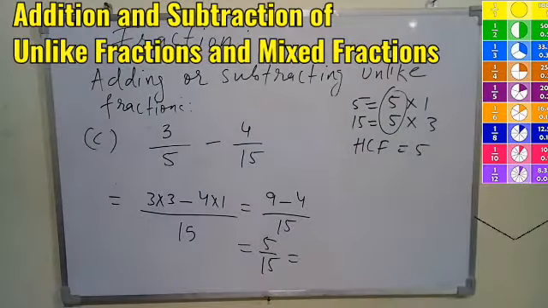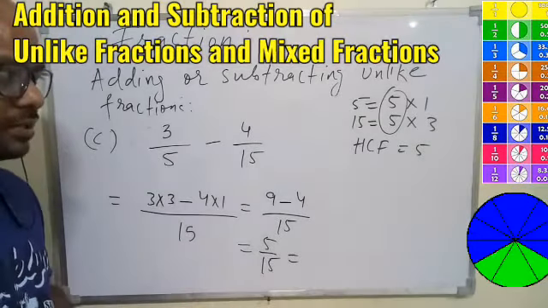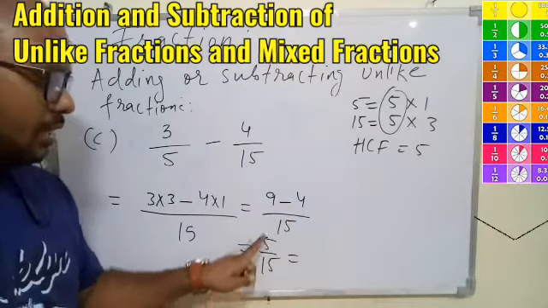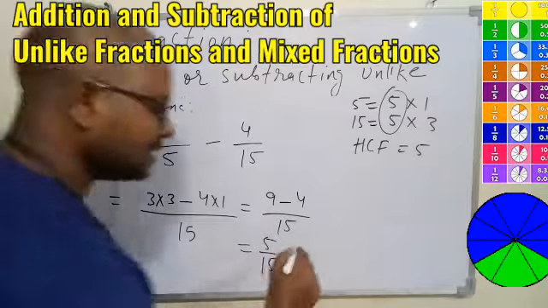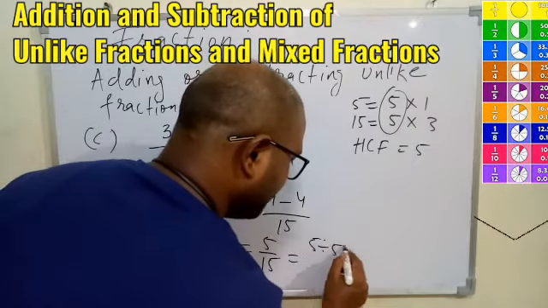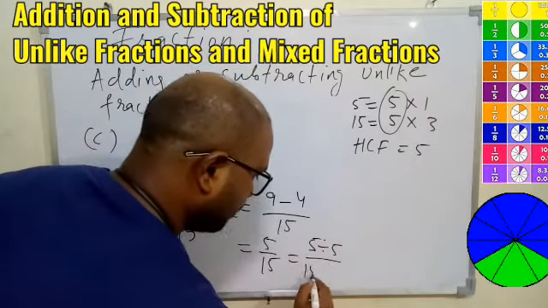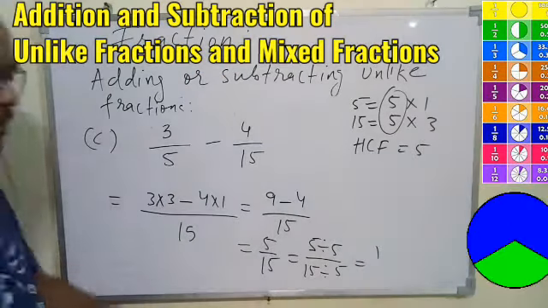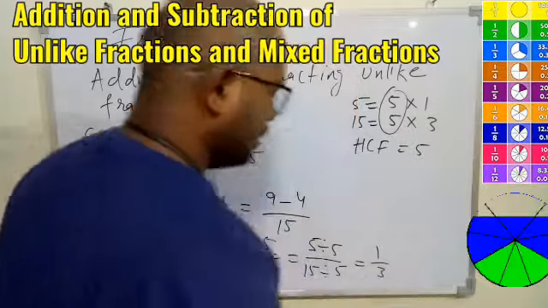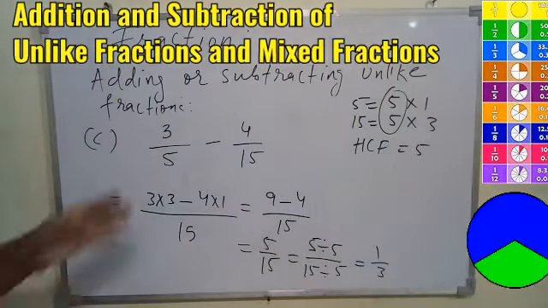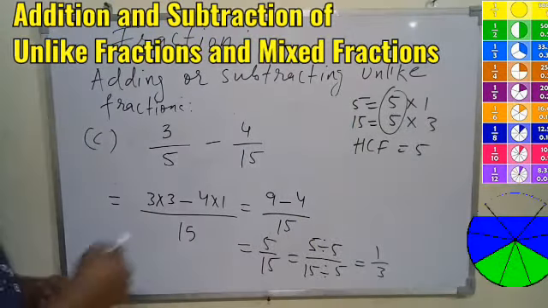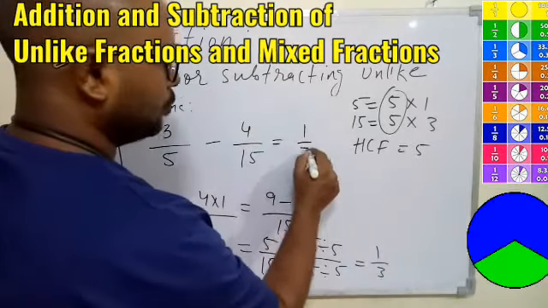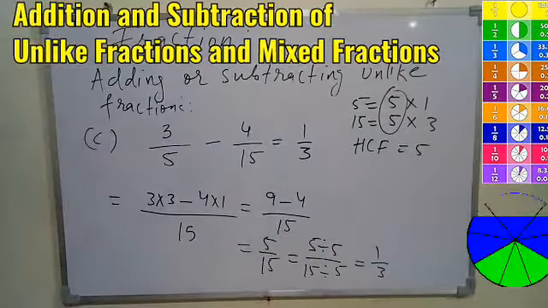Now we know how to reduce the fraction. We find the HCF and we divide numerator and denominator by the HCF only. So divide 5 by 5 and divide 15 by 5. So 5 by 5 is 1 and 15 divided by 5 is 3. So 1 by 3 is the final answer. So this is finally equal to 1 upon 3.